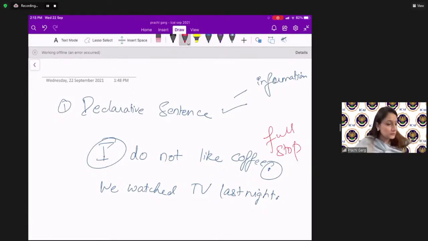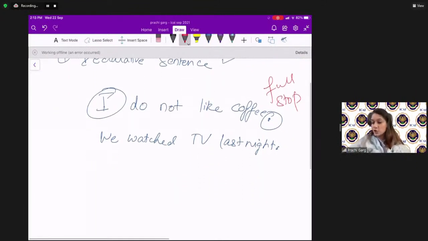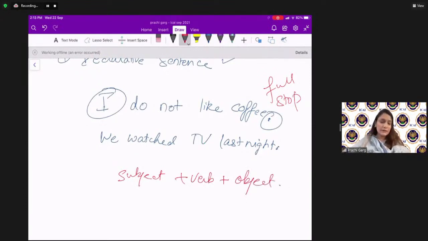Simple. That's it, right? When we talk about the structure, just the way any sentence has a structure, it's simple: subject plus verb plus the object. This is the structure of a declarative sentence. It could be a positive sentence, it could be a negative sentence. Positive sentence, I like coffee. Negative sentence, I do not like coffee. Right? So I hope you know what positive sentences are and what negative sentences are.